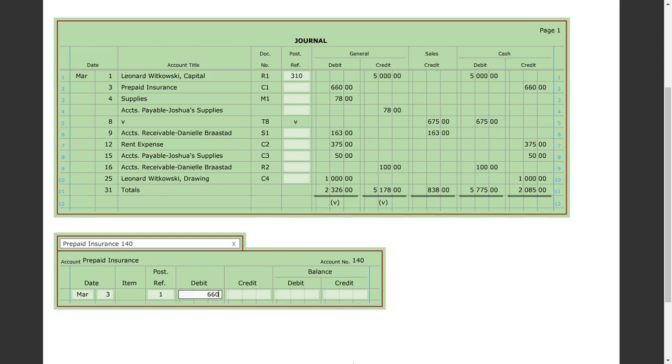I am not making debits and credits equal. I'm just updating my account. Previously, my balance in prepaid insurance was 0. So if I have 0 and I debit it for 660, my new balance should be 660 as a debit. Then I put account number 140 back up on top.